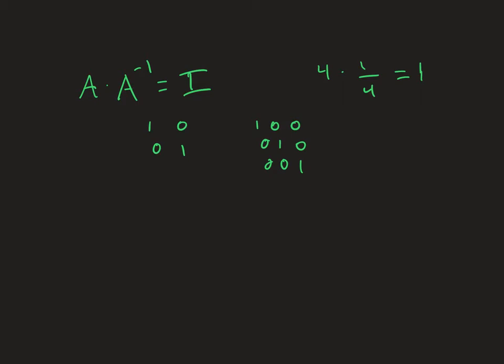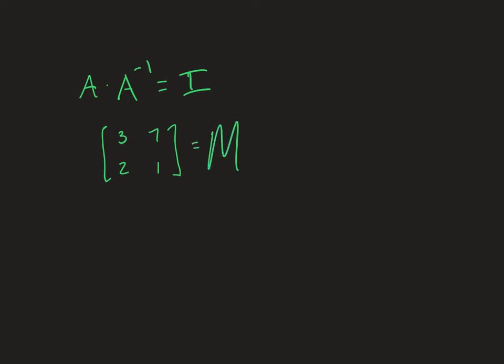And that's what we get when we multiply a matrix by its identity, just like in regular multiplication, as I showed up there with 4 times 1 over 4, where the inverse of 4 is 1 over 4, and we got 1. So now I'm just going to show you how to find, for a 2 by 2, the inverse, because for a 3 by 3, it's a lot more complicated. So for a 2 by 2, let's say we have the matrix 3, 7, 2, 1. This is our matrix, and let's just say it equals M.